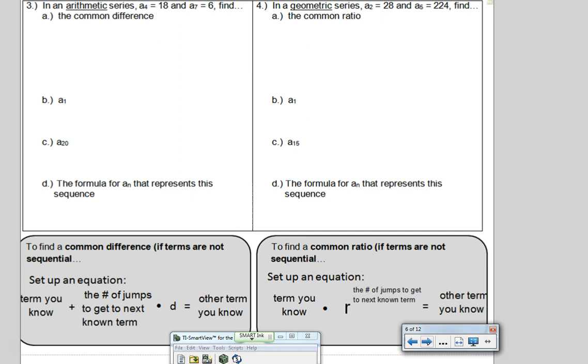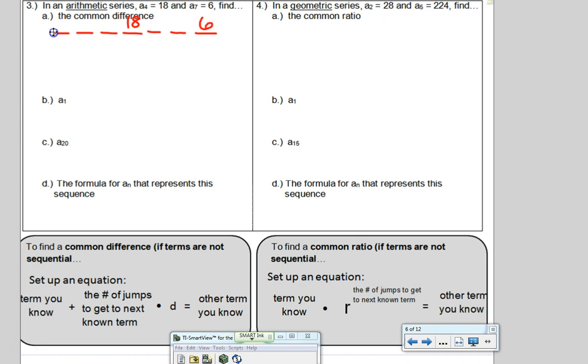Okay, on problem number 3, we have in an arithmetic series, a 4 is 18 and a 7 is 6. You don't have to do visuals, but I always love visuals to help you see the problem better. So A4 is 18 and A7 is 6.